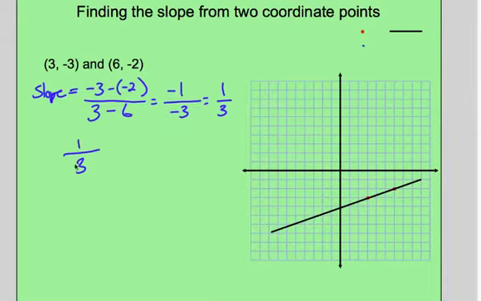Now that's nice and fast, right? But the trickiest part with it is you have to think in terms of the sign. Sometimes we're going to have positive slopes, sometimes we're not.